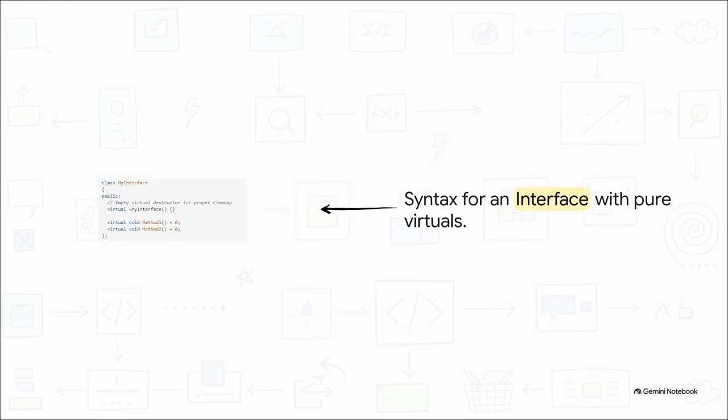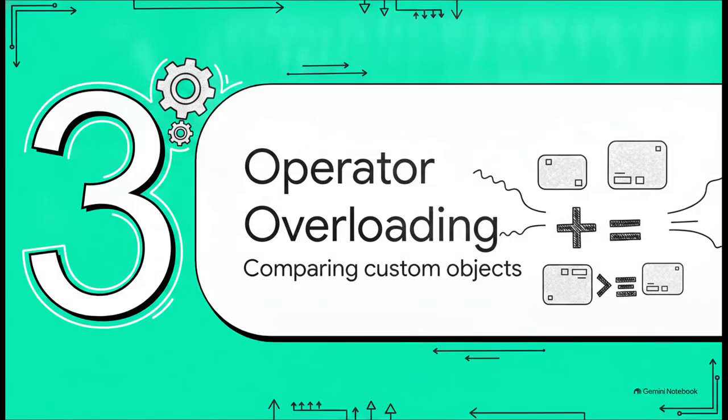Conversely, check out the interface pattern we have here. Every single method is pure virtual. There's no logic, no variables, just rules. And really importantly, it's accompanied by an empty virtual destructor to ensure proper memory cleanup for any class that decides to implement this interface.